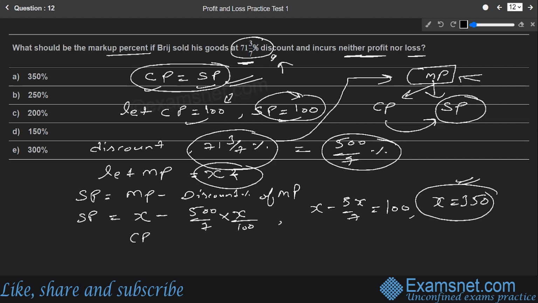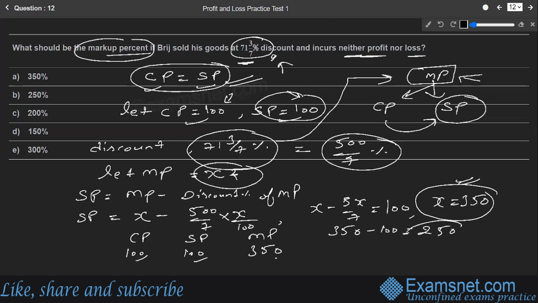Okay, now we can compare. Cost price is 100, selling price we assumed to be 100, and if this is the situation, then the mark price should come out to be 350 rupees. What they had asked, what should be the markup percentage? How much percent higher than the cost price the value has been marked? That is what markup percentage is. So how much is the markup? Markup is 350 minus 100, that is nothing but 250. 250 has been the markup, and that should be the markup percentage only, because the cost price was taken as 100. 250 over 100 is nothing but 250% only.